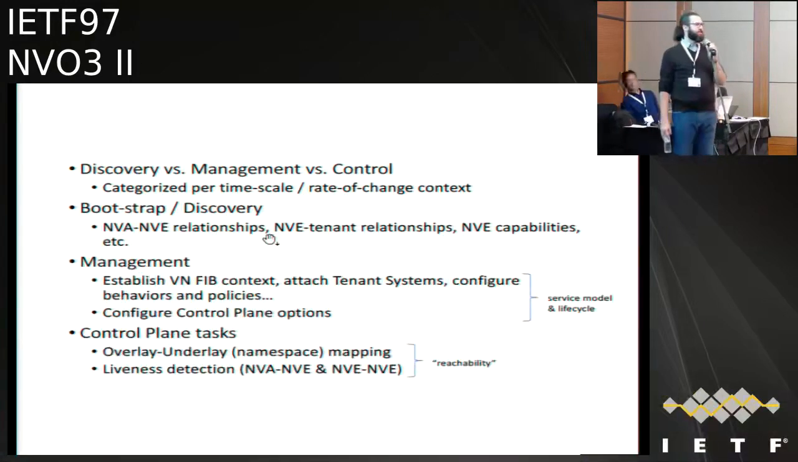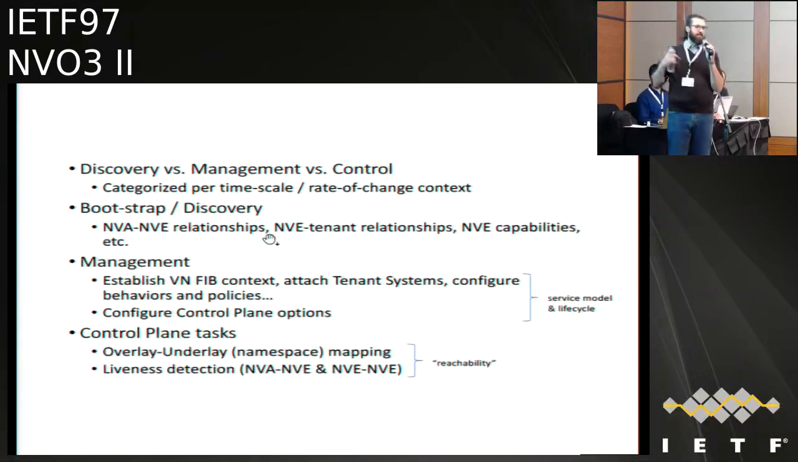One of the first things that we had as a discussion was an open-ended question about what it exactly means to have a control plane in NVO3. There was some discussion about distributed control planes versus centralized, and management versus control, and so on. I tried to capture this notion that we have things like discovery, management, and control, which happen at different points in time, and change on different time scales.